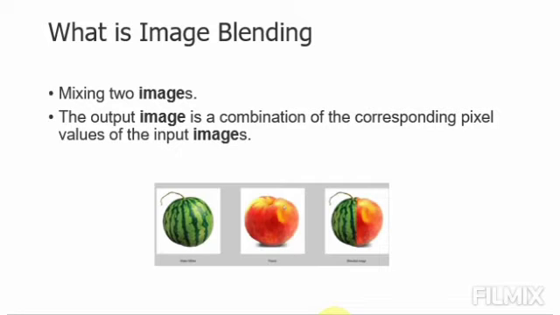Image blending. In simple words, image blending is mixing two images. The output image is a combination of the corresponding pixel values of the input images. The concept of blending images is relatively easy. We know that in order to copy an image, we simply transfer each source pixel's RGB values into a pixel in a target image. If we simply replace the pixel of the target, then the result is pasting of the source image into the target.